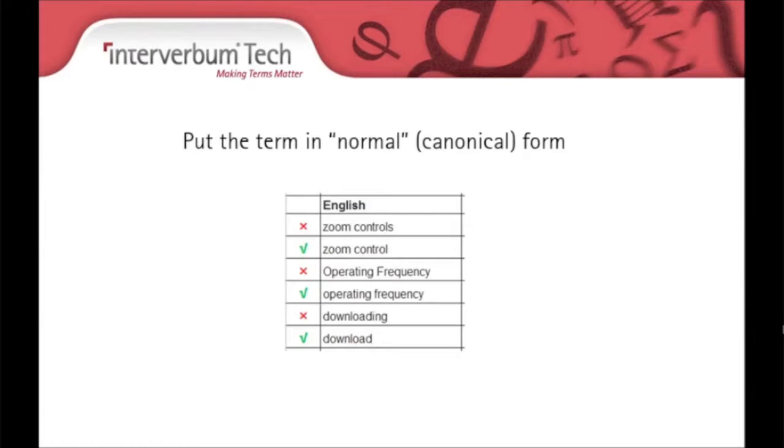Again, the motivation for this rule is to increase the alignment of your glossary terms to the matching functions in the computer-assisted translation or other tools that you might use, even if not now, possibly in the future. So here we see some examples of the wrong form and the right form for 3 different terms.